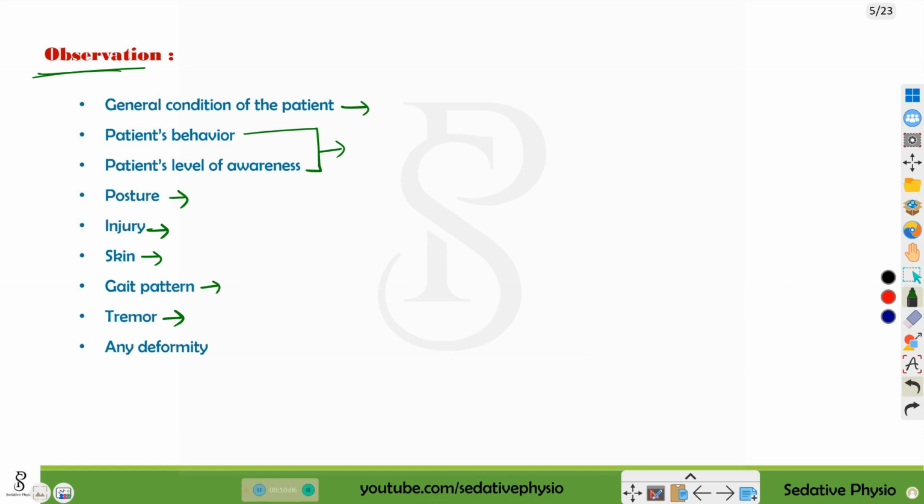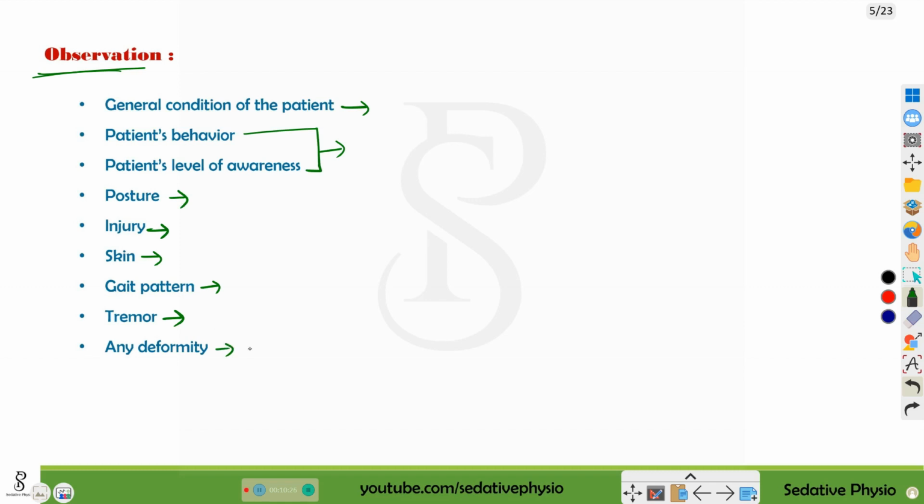We have to check whether the tremor is in resting state, or whether the tremor develops by doing any specific job or any specific task. So we have to check for the tremor. And one important thing is whether the tremor is present bilaterally or unilaterally, or it is specific to any one limb. Okay, so we have to check for all these.